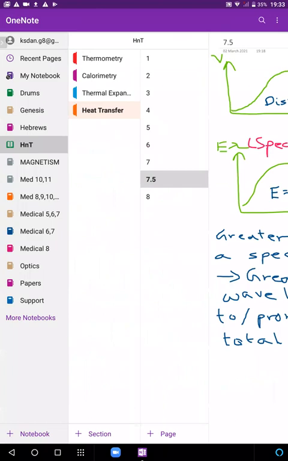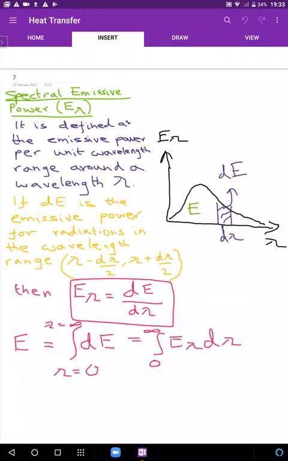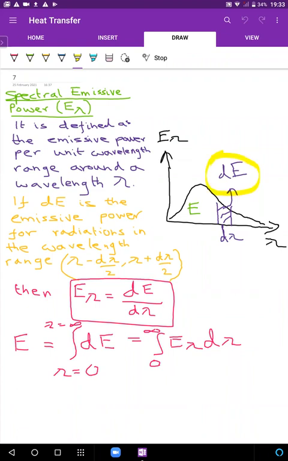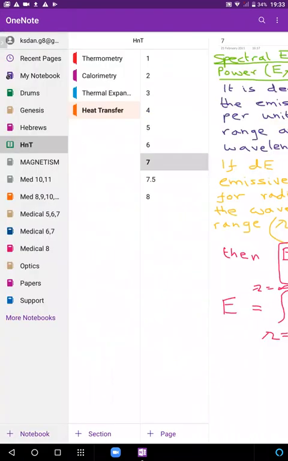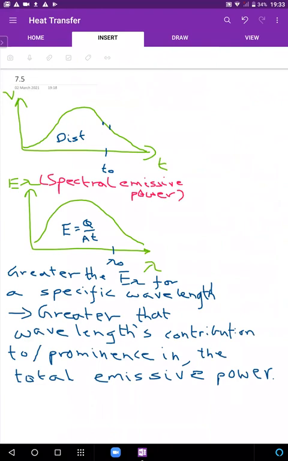I believe I had mentioned this diagram here as well. So around a particular wavelength, take an interval d lambda. If dE is the contribution to emissive power from that interval, E lambda is defined as dE by d lambda, which we saw last time anyway.